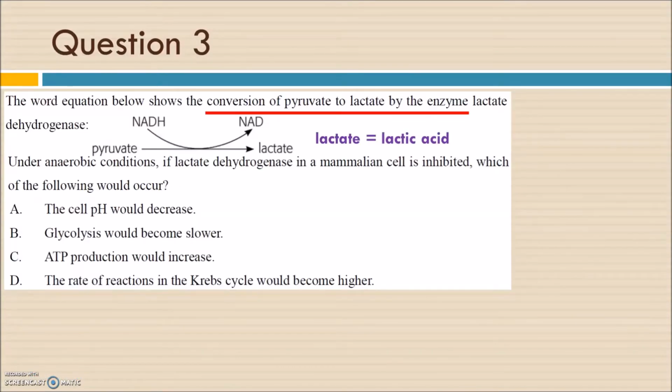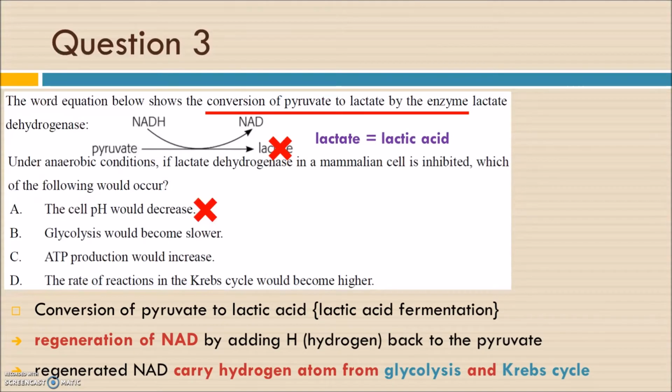According to the question, it's given that the enzyme is speeding up the reaction of conversion of pyruvate into lactic acid. If the enzyme is inhibited, the reaction becomes very slow. Less lactic acid will be produced. Therefore, the cytoplasm will not experience the drop of pH. It means the cytoplasm will not become more acidic. So answer A is wrong.